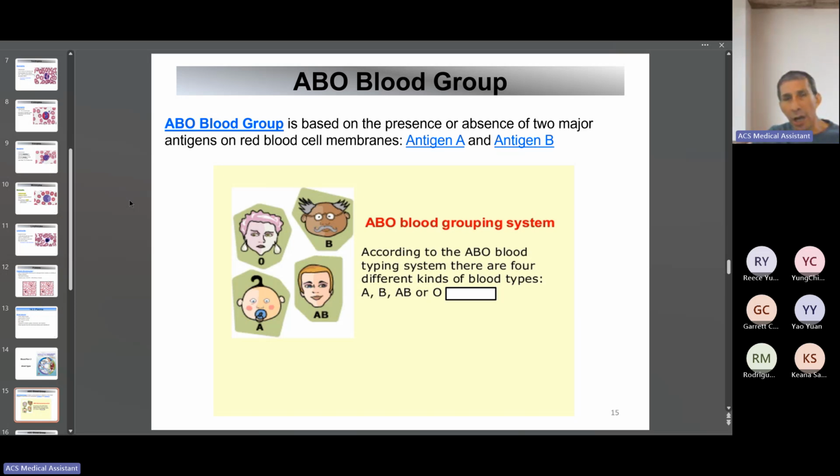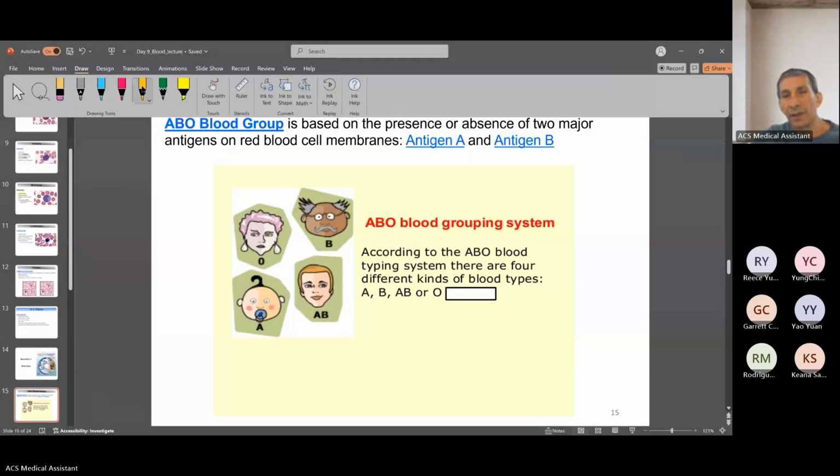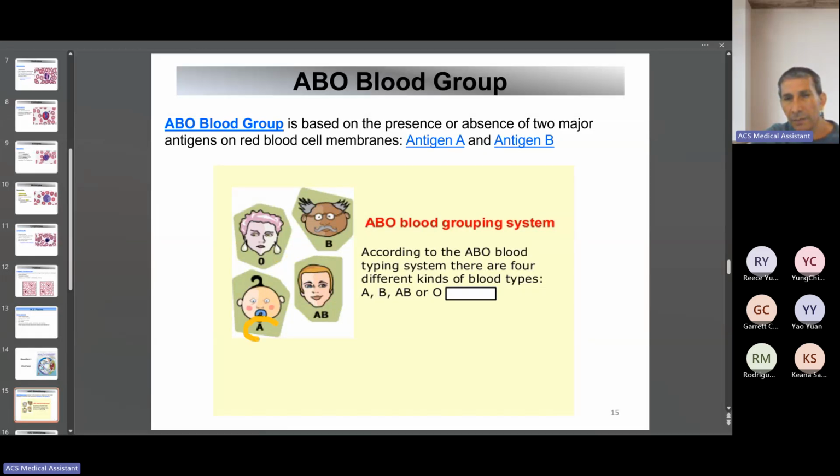There is a group of blood that is called ABO. It is a blood group system. So what is important about this? Well, once again, we have four different types of blood. We have type A, type B, AB, and O. These are the types of blood that we have.